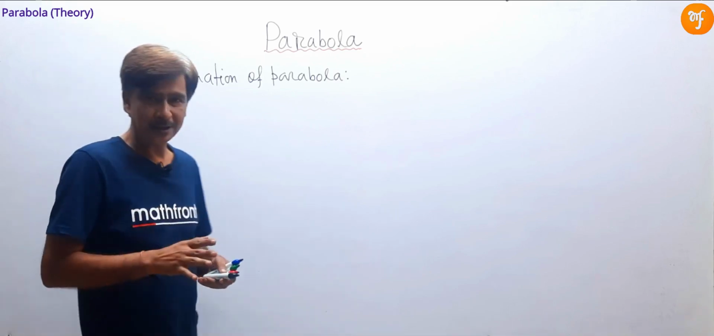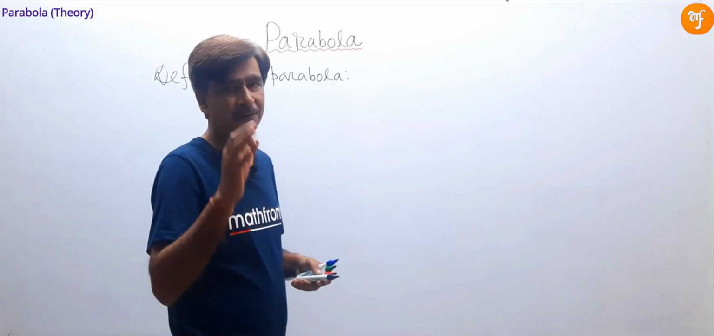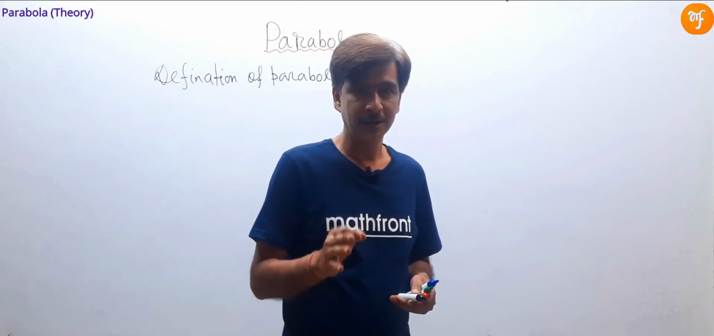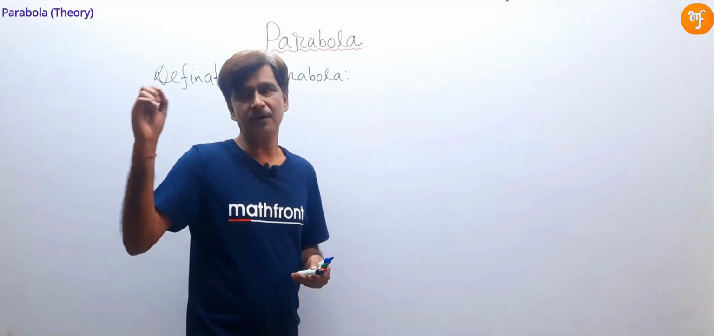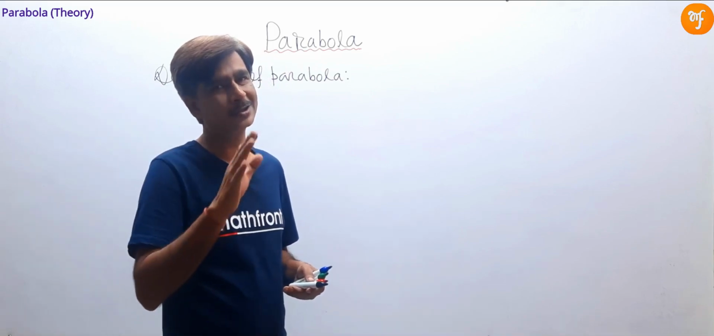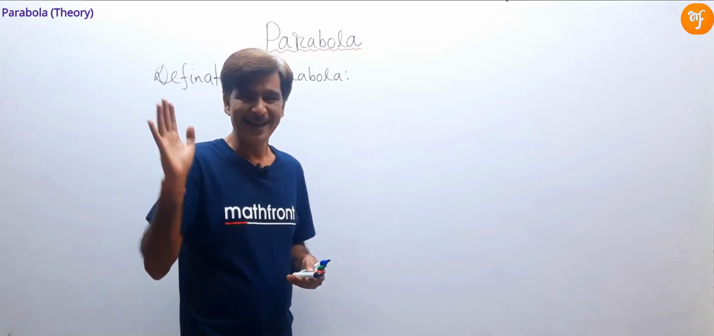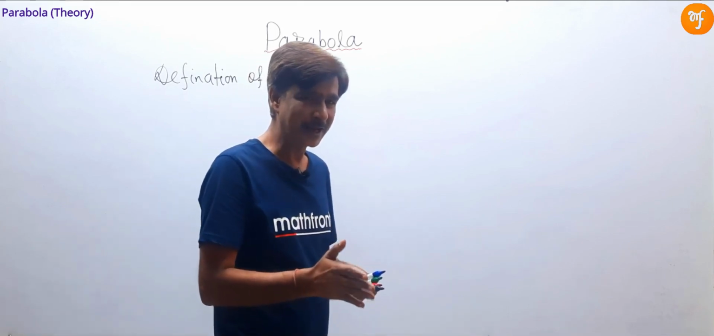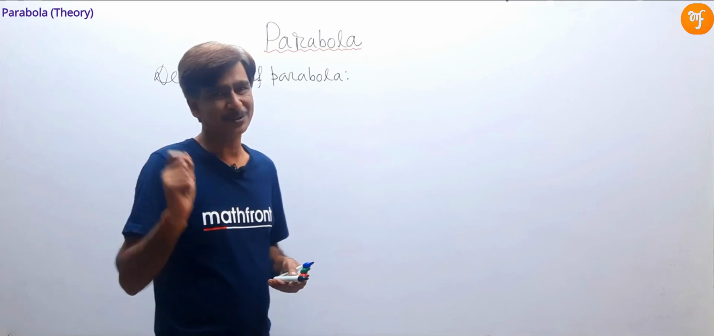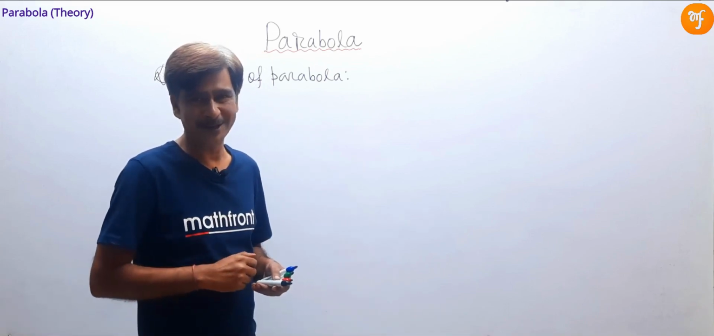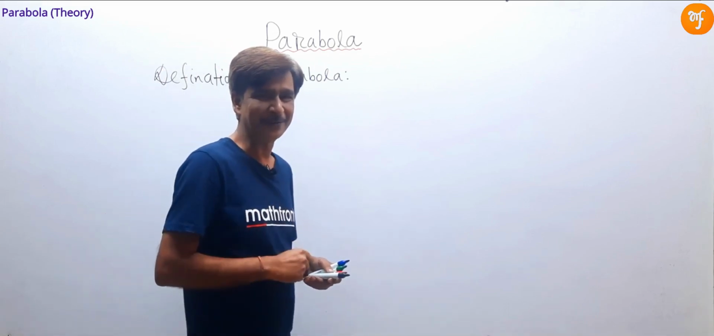So parabola is the locus of a variable point whose distance from a fixed line and from a fixed point is always equal. Okay, and this fixed line is known as directrix of the parabola and the fixed point is known as focus of the parabola. Clear? So please write down the definition.